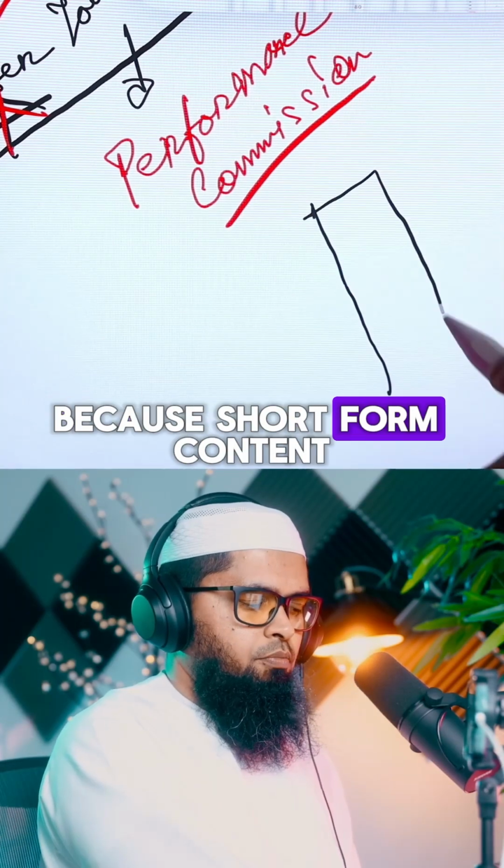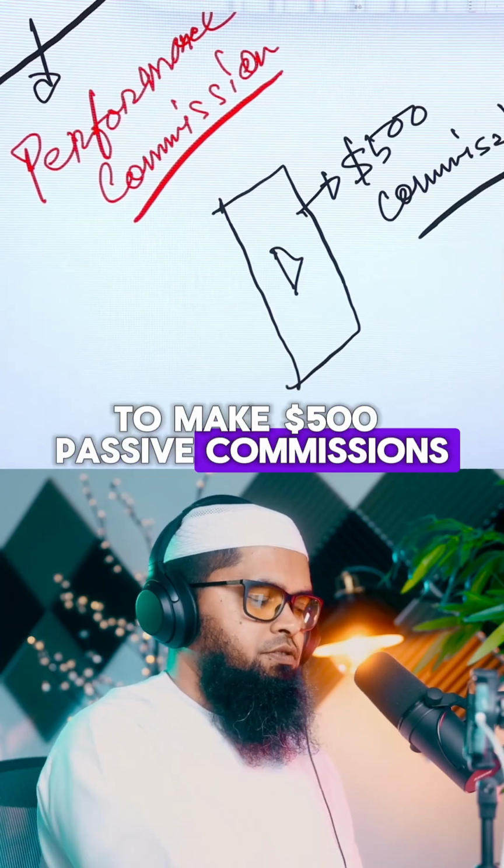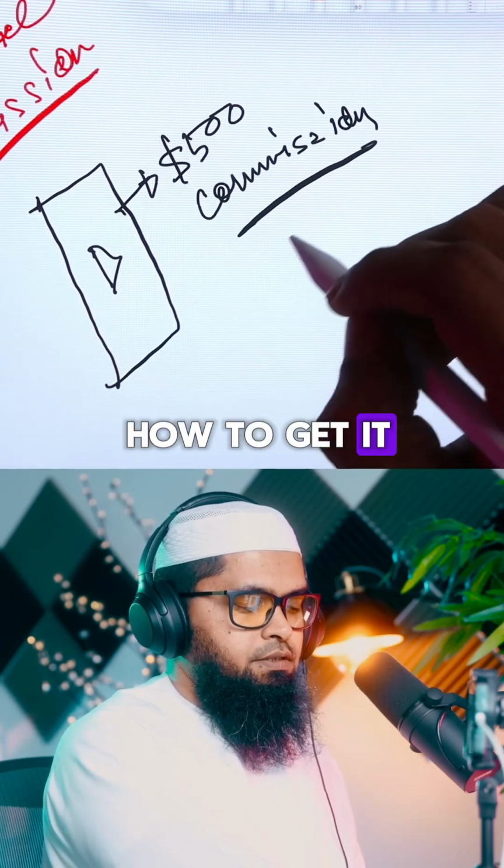The second method that you can use to make money online will be to make short form content. I love it because short form content is exactly what we do to make $500 passive commissions. Keep watching. I will tell you how to get it 99% done for you. Posted on sites like Instagram and TikTok.